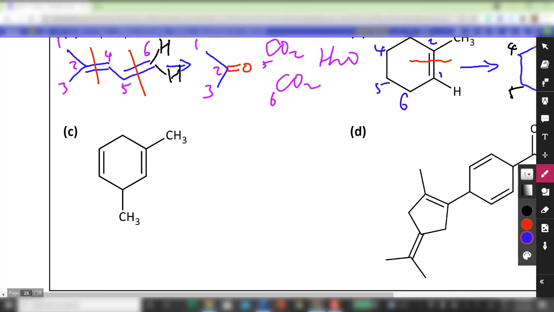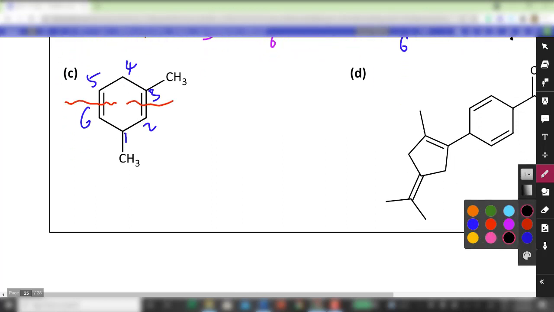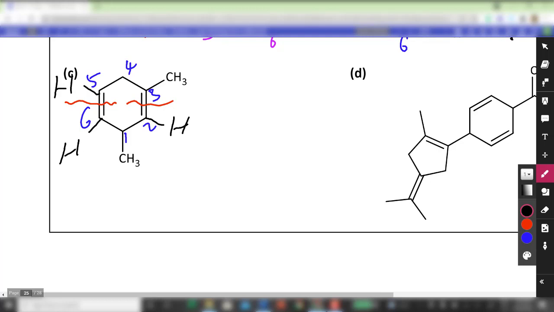Yeah, so I'm going to do the same thing. I'm going to number the carbon 1, 2, 3, 4, 5, 6. So again, oxidative cleavage. I'm going to cleave here and here. So I'm going to end up with 2 portions over here. For those of you who are already quick enough, you know that carbon number 2 has an H, carbon number 6 has an H, carbon number 5 has an H as well.